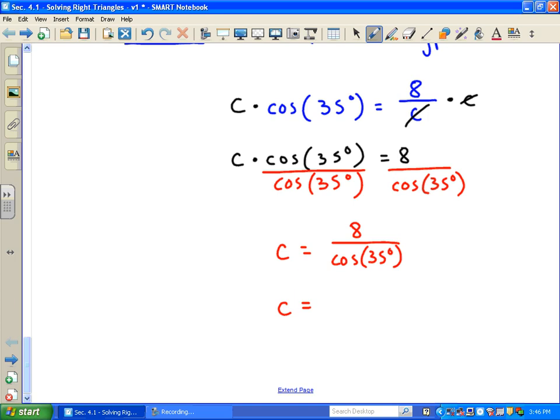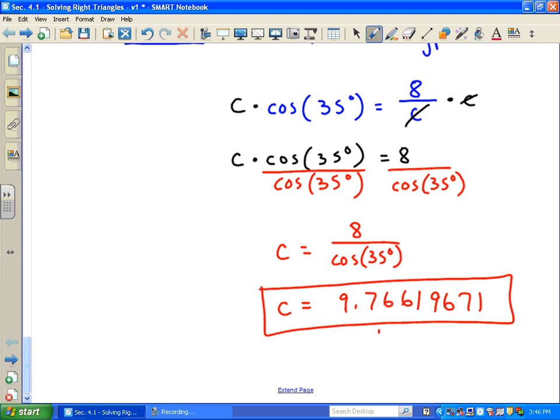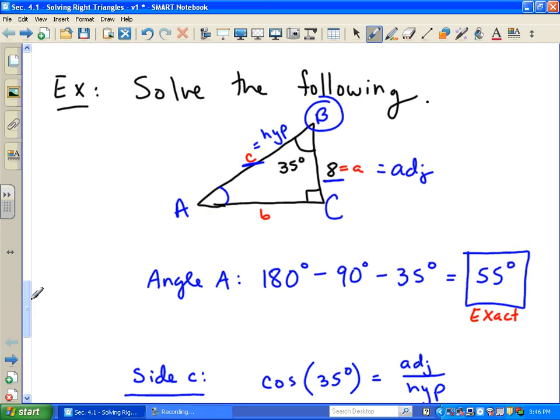We will enter this in our calculator. We'll find out that C equals 9.76619671. Now that particular answer is not exact, and so we can't use that again to find other information. So there's side C. Now let's scroll back up and see what else we need. We found A, we found side C. All we need now is side B.